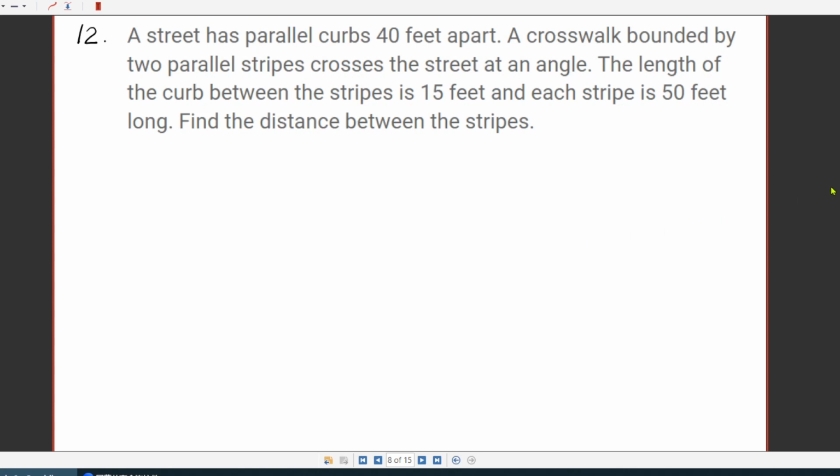A street has parallel curves 40 feet apart. A crosswalk bounded by 2 parallel strips crosses the street at an angle. The length of the curve between the strips is 15 feet and each strip is 50 feet long. Find the distance between the strips. Okay, we know the crosswalk is a parallelogram with base 15 and height 40, right?